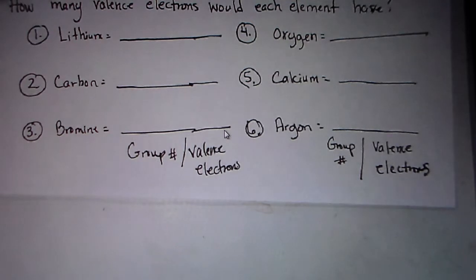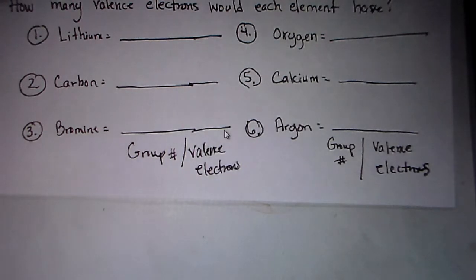I've got group number and valence electrons. Okay, all you got to do is tell me what group it's in and what the valence electron is. Okay, so I'm going to pause this at this time, let you have a few minutes to copy, and then I'll unpause it and we'll check it. So this time I'll pause it. I've unpaused it at this time, I hope. Everybody's got it copied. So let's look.